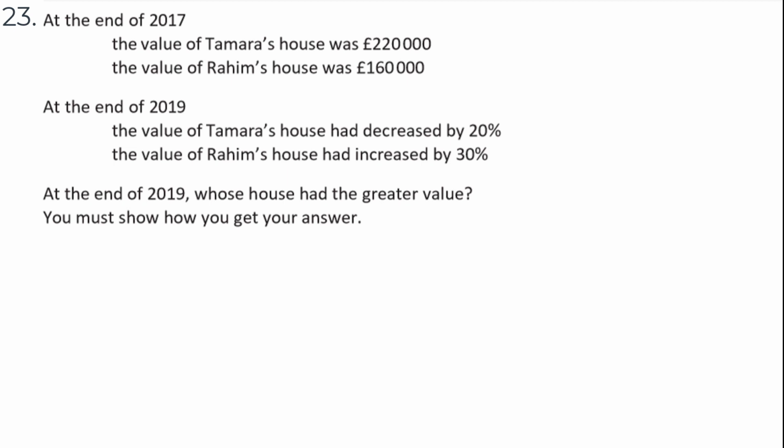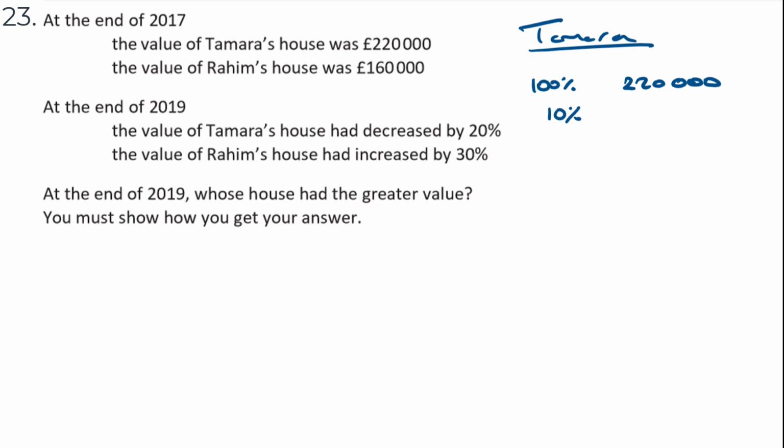Okay. Now this is the non-calculator paper, so I'm going to use a non-calculator approach. I'm going to start off with Tamara's house. Now 100% of the value of her house was 220,000, wasn't it? Now I want to do a 20% decrease. In other words, I need to find out what 20% is and then take it away, don't I?